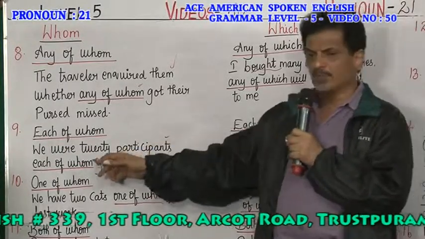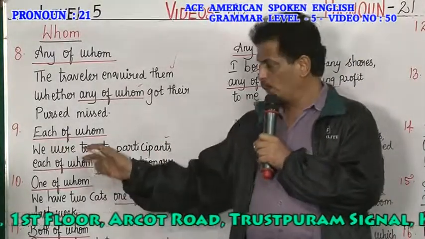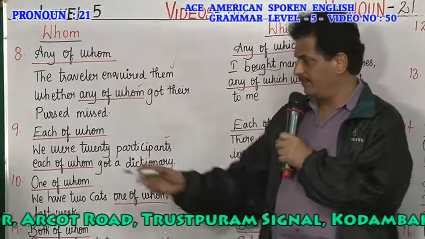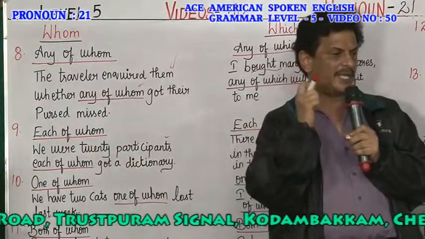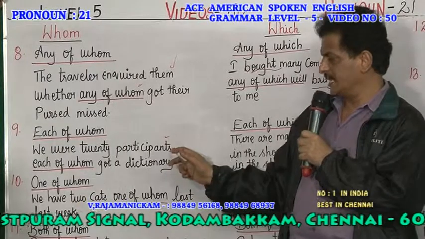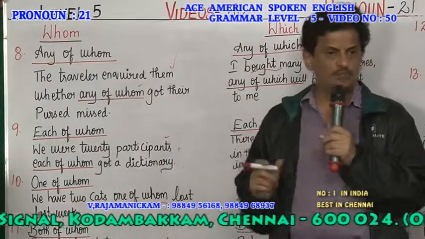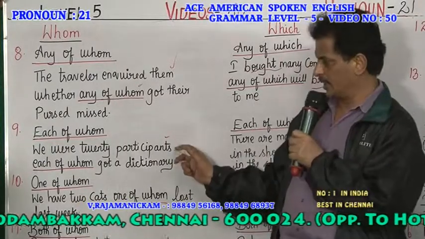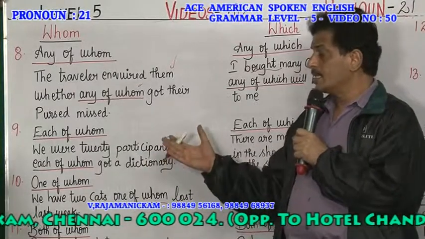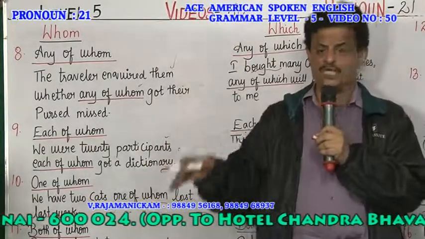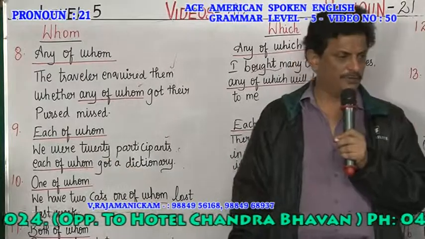Why are you using whom? We are the subject, where "were" is the verb. How many of them are there? 20 participants are there. So this becomes an object. 20 participants are the object. So when you want to mention the object, you use whom, each of whom.